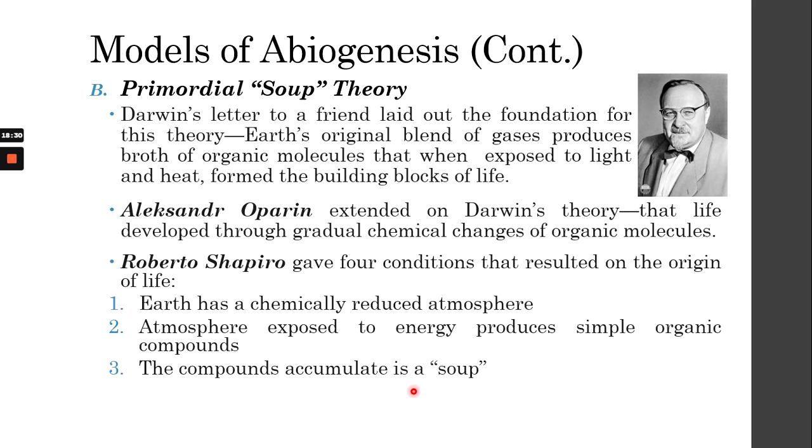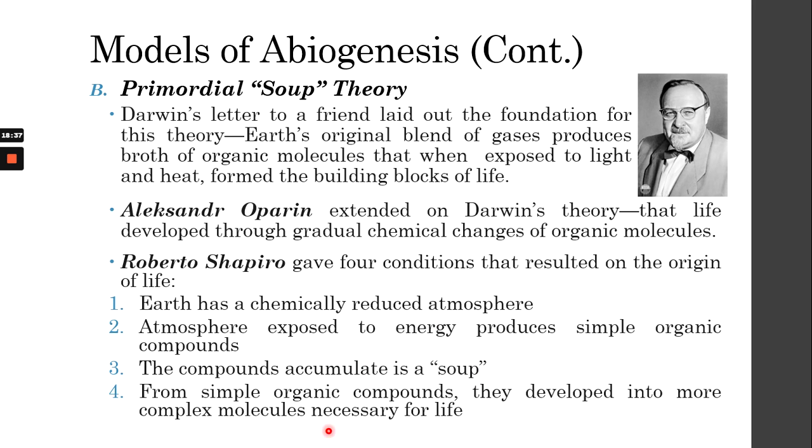So when the compounds accumulate or start to build up and fill this soup, this ocean, these simple organic compounds slowly start to be processed, and they develop into more complex molecules that are necessary for life, more specifically amino acids, which then finally create our RNA or DNA, which also gives us a topic of debate: which started first, DNA or RNA? So this is what primordial soup theory is.